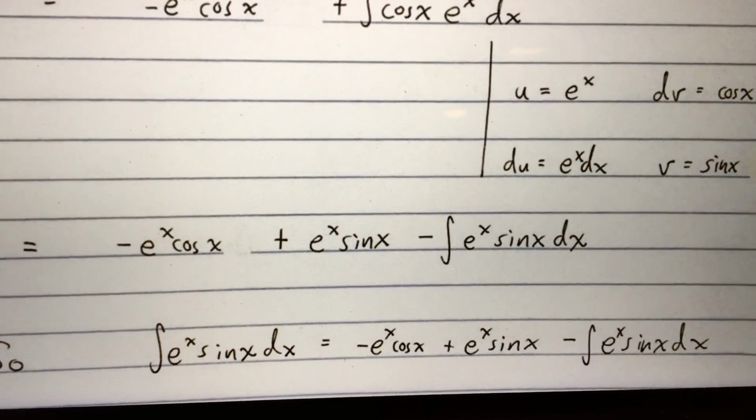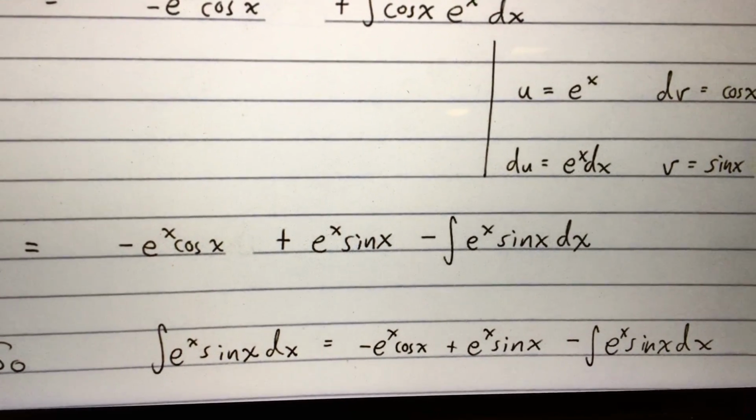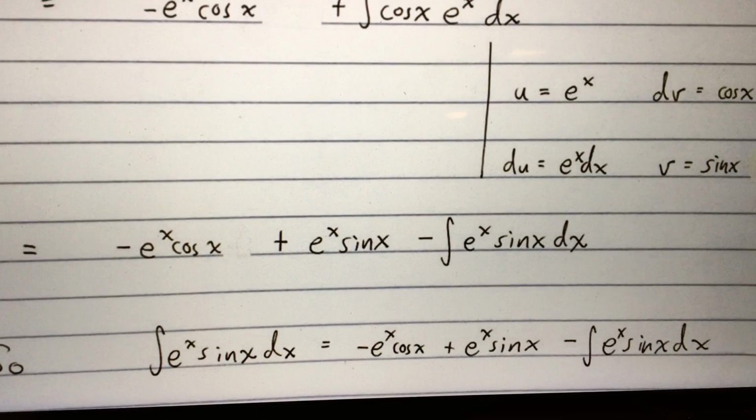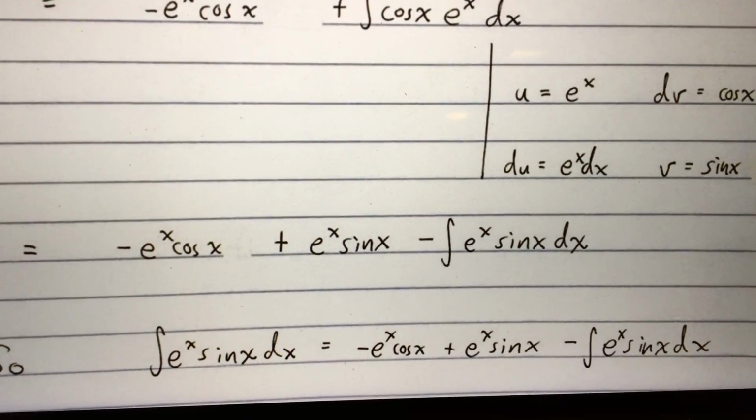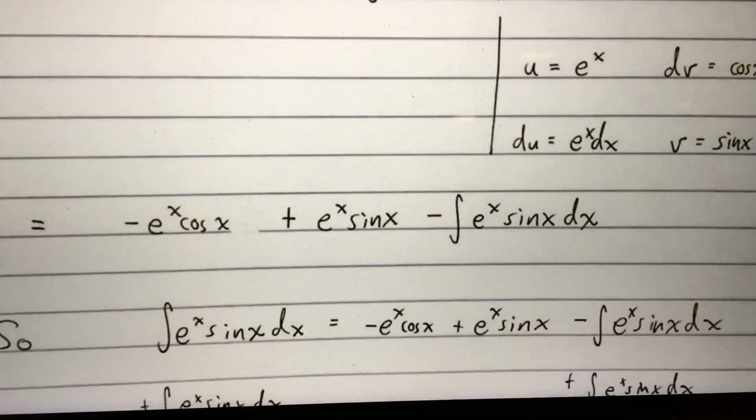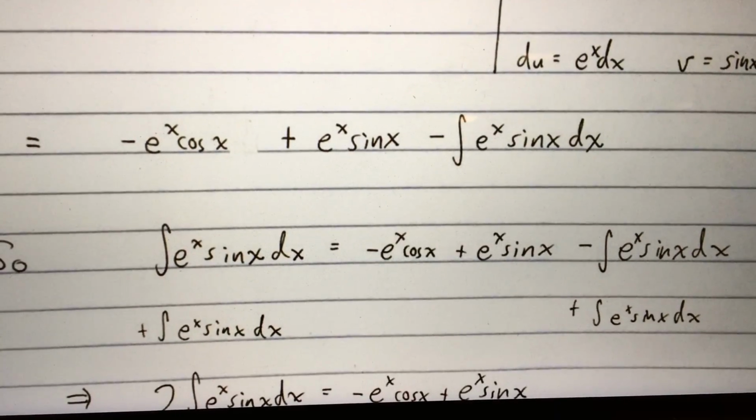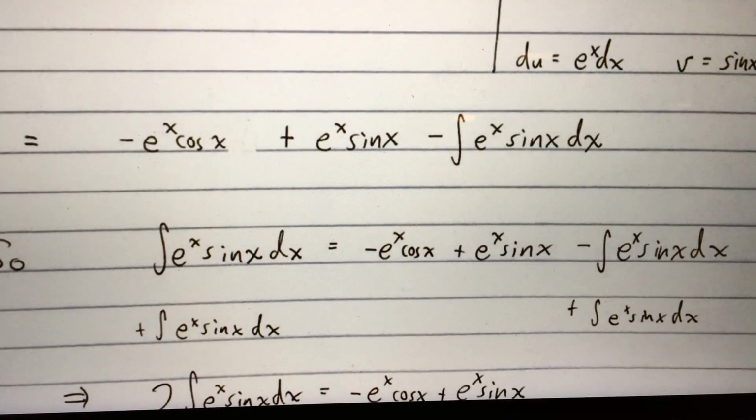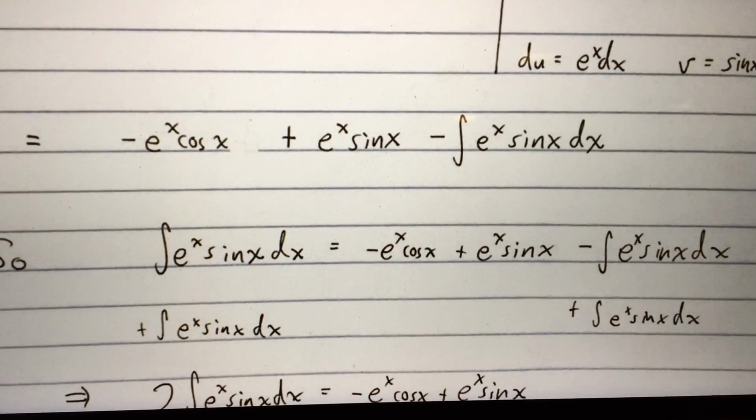But we've solved it, because what we can do is add the integral of e to the x sine x dx to both sides. That'll get rid of that negative 1 on the left, and I'll go ahead and show it, plus the integral of e to the x sine x dx. We don't know what it is yet, but we can add it to both sides.